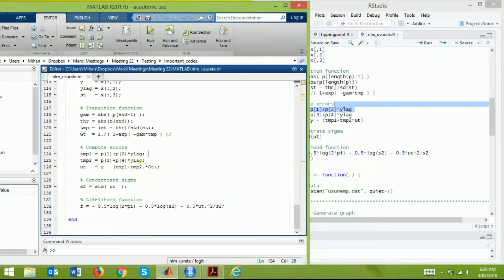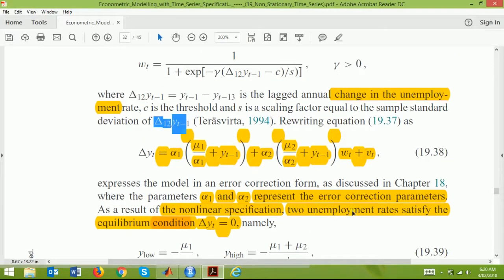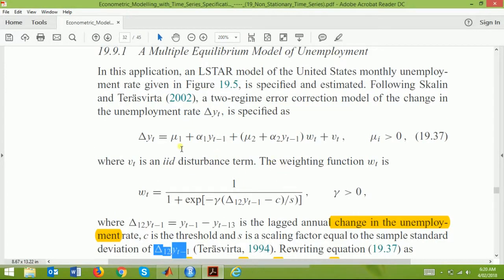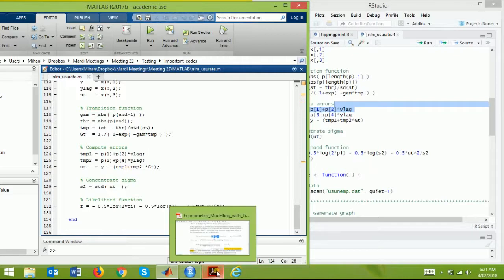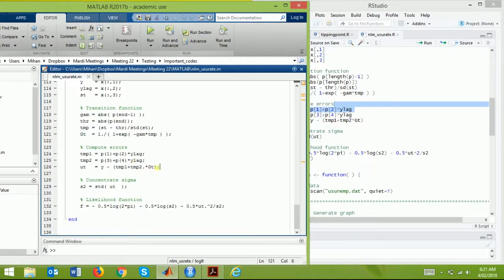Errors are mu1 plus mu2 y lag, mu3 plus mu4 y lag, right? And what are the errors? One more time, let's have a look into the main equation. So mu1 plus alpha 1 y lag, mu2 plus alpha 2 y lag. The first error equals this, the second error equals this, right? And ut itself is simply y minus this parameter plus this parameter multiplied by the weighing function, gt. Very simple. That has been computed.